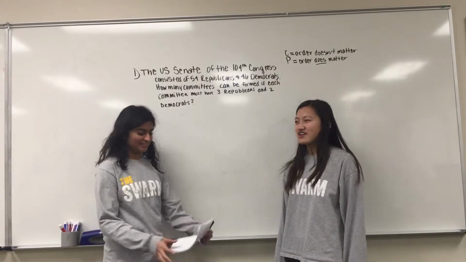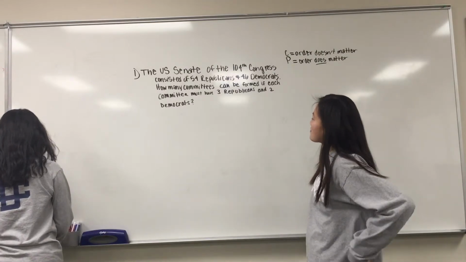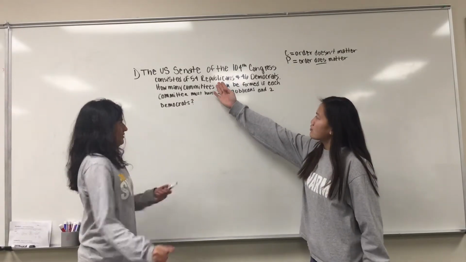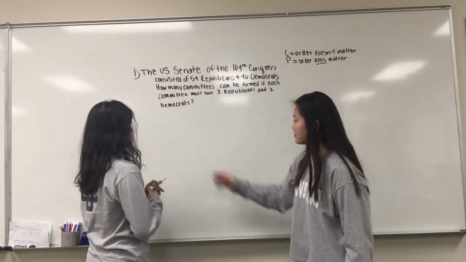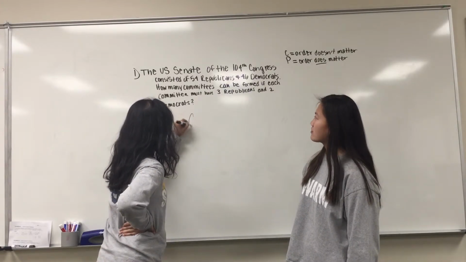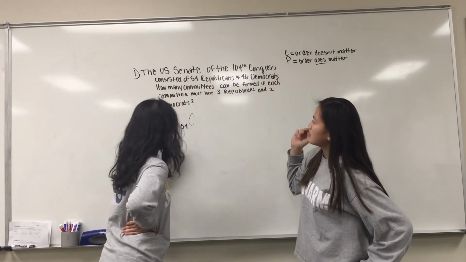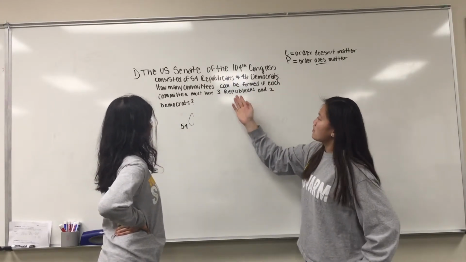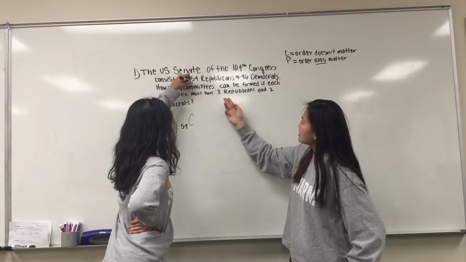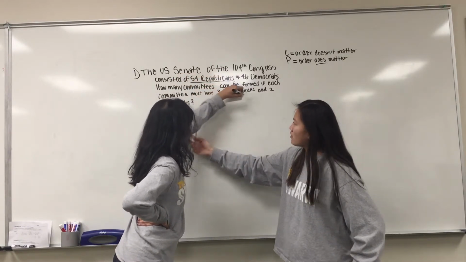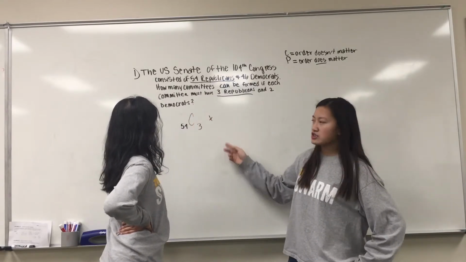You might have looked at this and thought it's kind of confusing, because what are we choosing from? Since there are two separate groups, you need to make two separate equations. We have 54 Republicans and 46 Democrats, and we need to make a single committee filled with 3 Republicans and 2 Democrats. Of the 54 Republicans, we need 3 of them, so we can put 54C3.